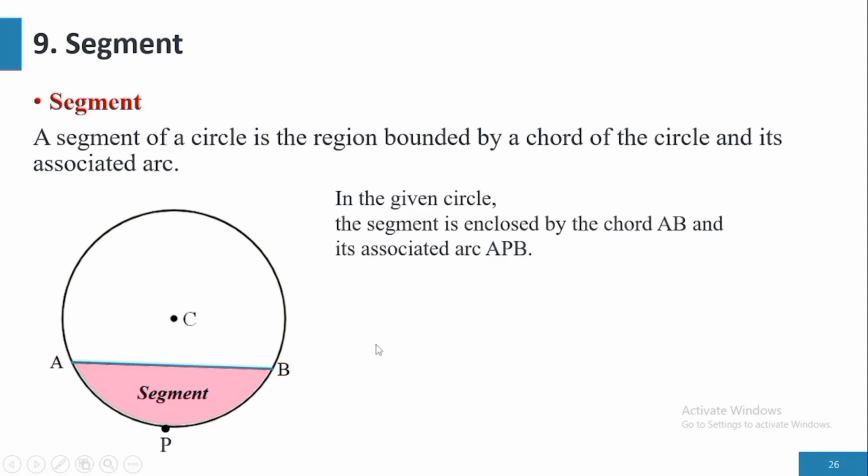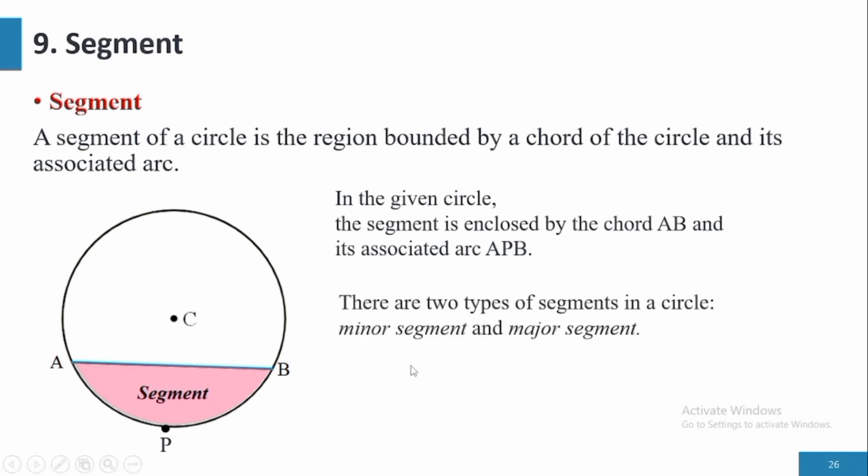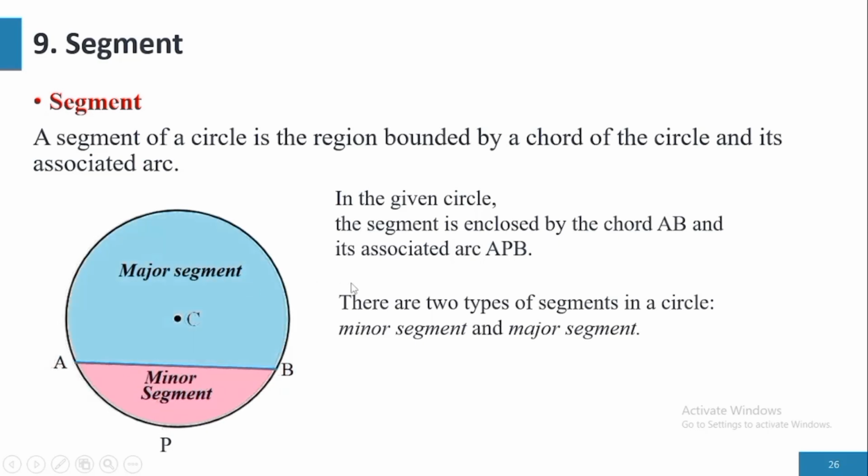Now in case of segment of a circle, there are two segments. One is the minor segment and the other is the major segment. The words themselves tell you minor and major. With the chord AB, the area of a circle is divided into two parts. One is this one and the other one is this one, right? So the smaller part will be known as minor segment. The larger part will be known as major segment.